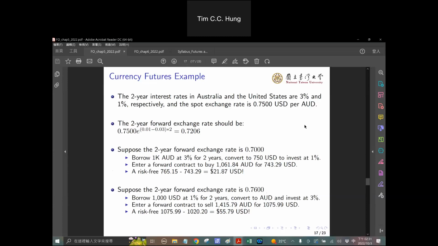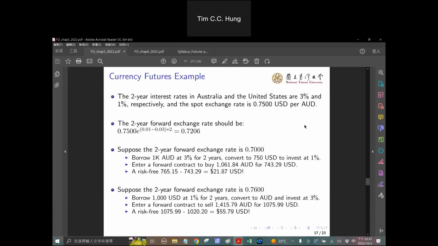Okay. So let's think about it in two scenarios. In one scenario, the forward exchange rate is lower than what we should expect. The second situation is that it's actually relatively higher. And we'll see that there are actually arbitrage opportunities in both conditions. Okay, so let's take a look at the first situation.